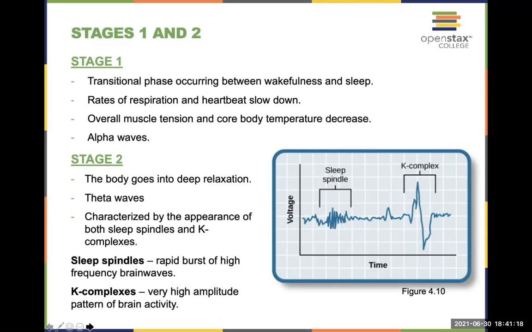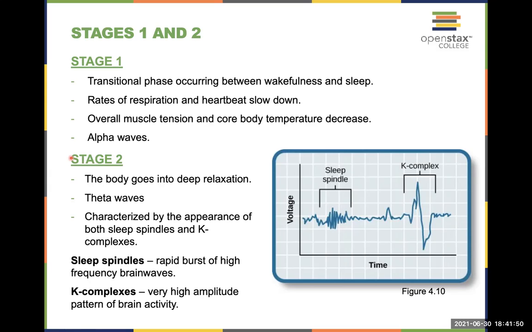So stage one is the transitional phase between wakefulness and sleep. This is when your respiration will begin to slow down, your heartbeat will slow down, your core body temperature will decrease, and your muscle tension decreases. You're becoming relaxed, in other words. And this is where alpha waves occur.